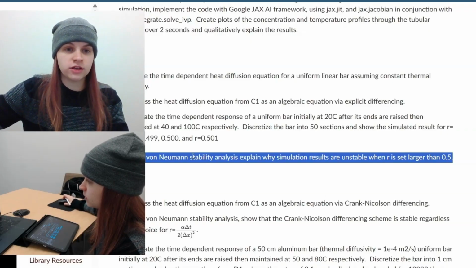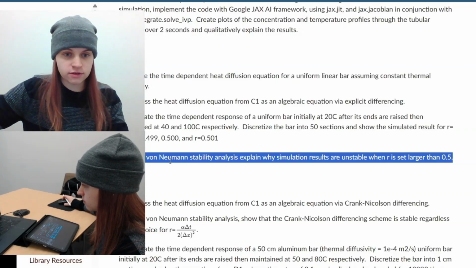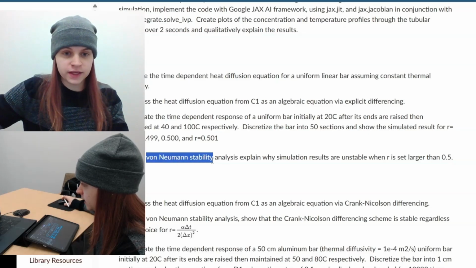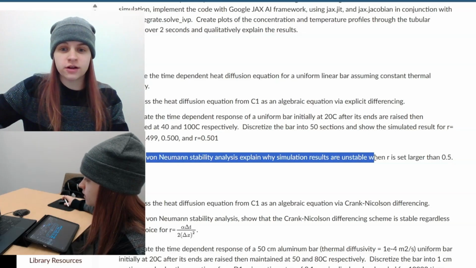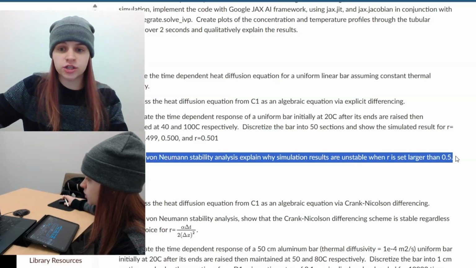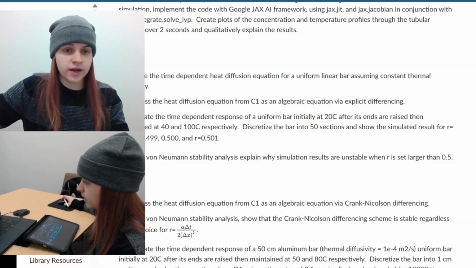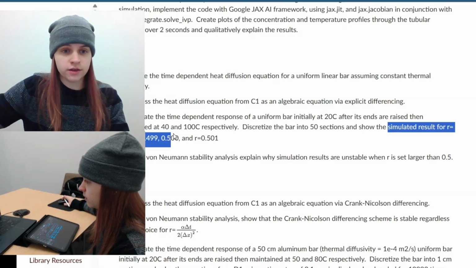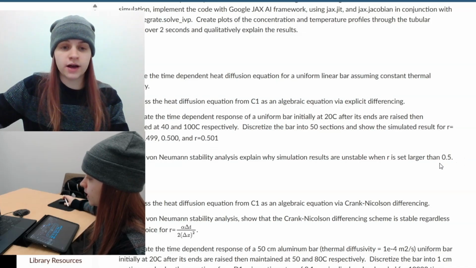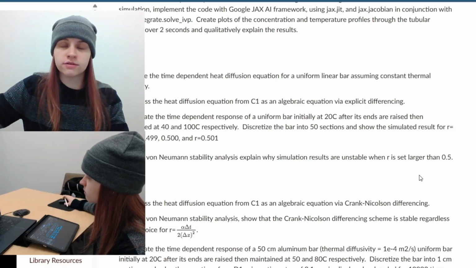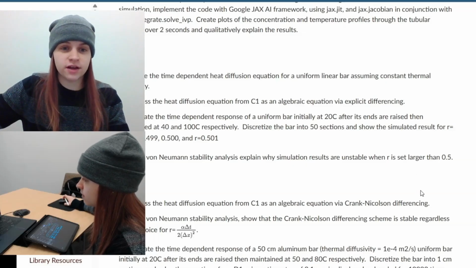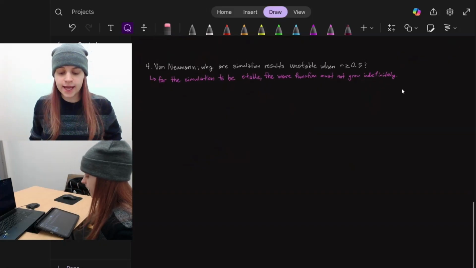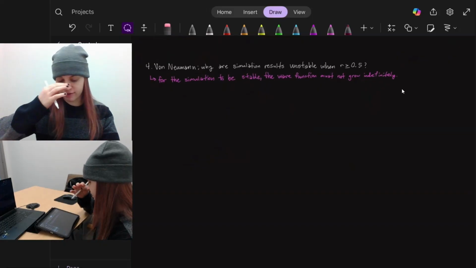But essentially, we're looking at this von Neumann stability analysis to explain why simulation results are unstable when R is set larger than 0.5, and I'll go over what this R value is. When I do make the code, we'll simulate the results for R just under, at, or just over 0.5, and that'll highlight why the graph looks the way it does. Like I said, jumping ahead, we will get into the code after this.